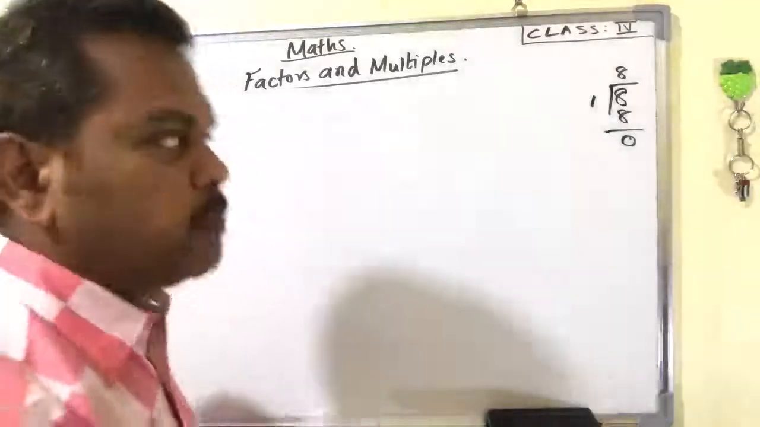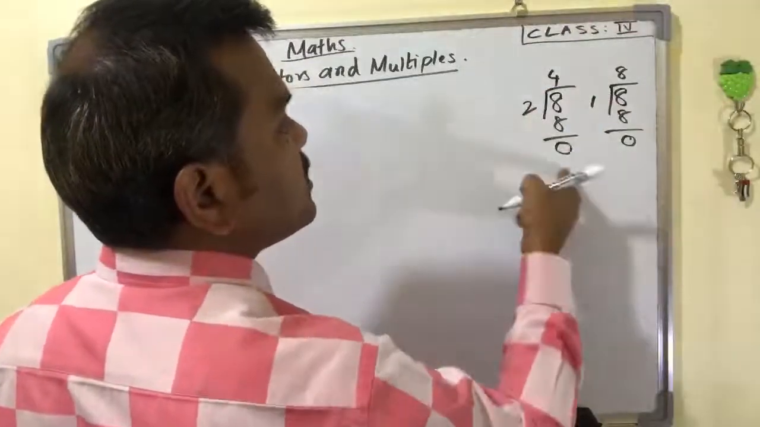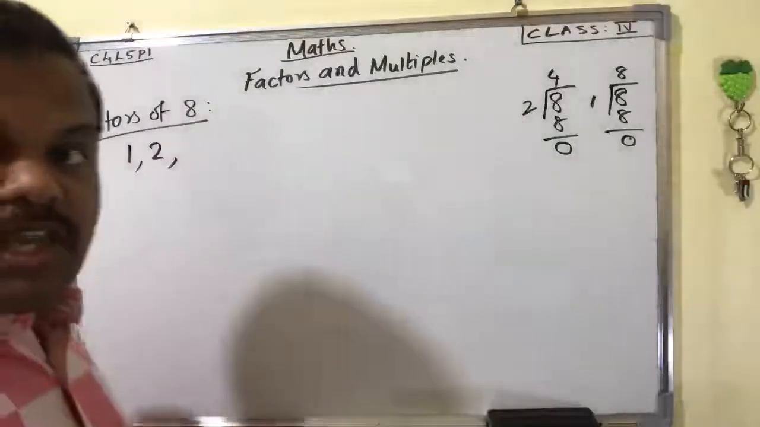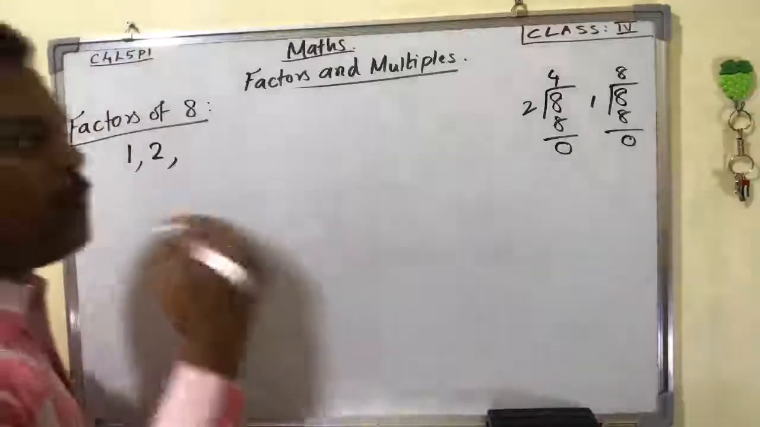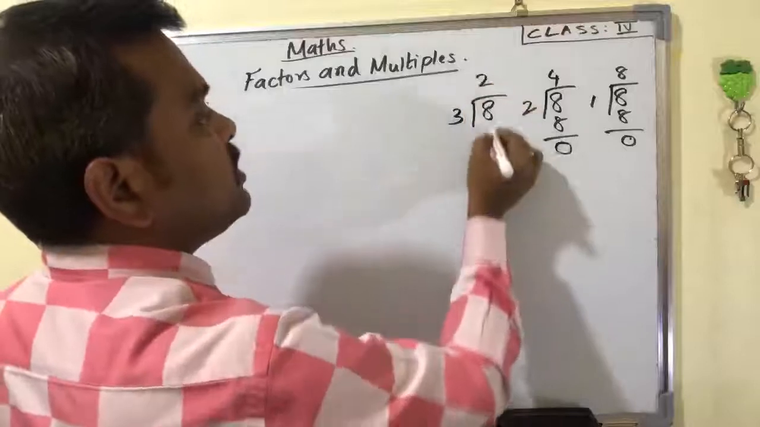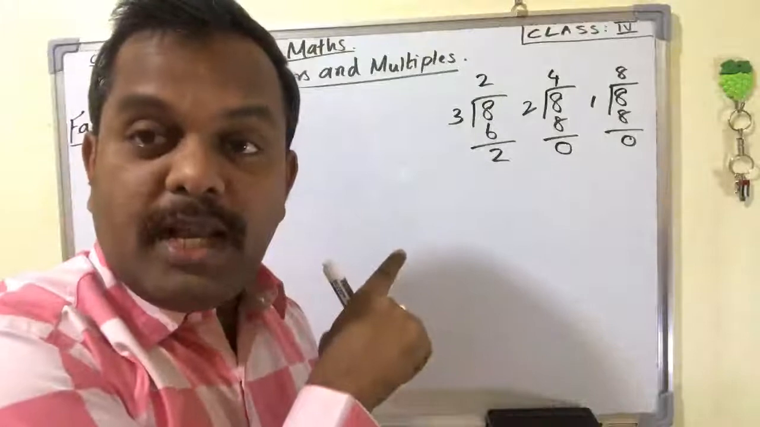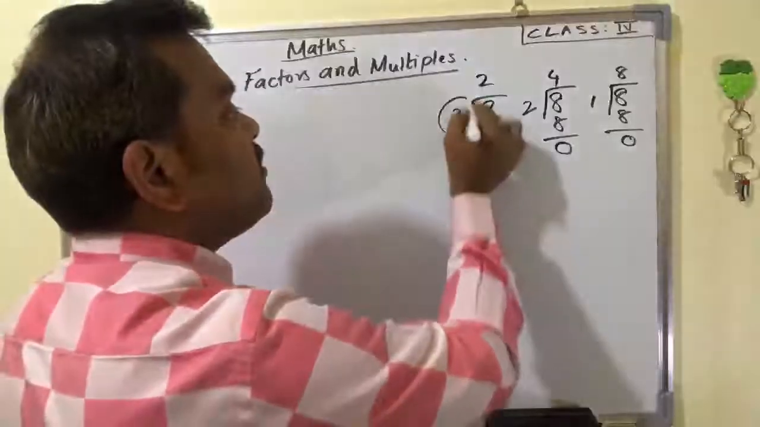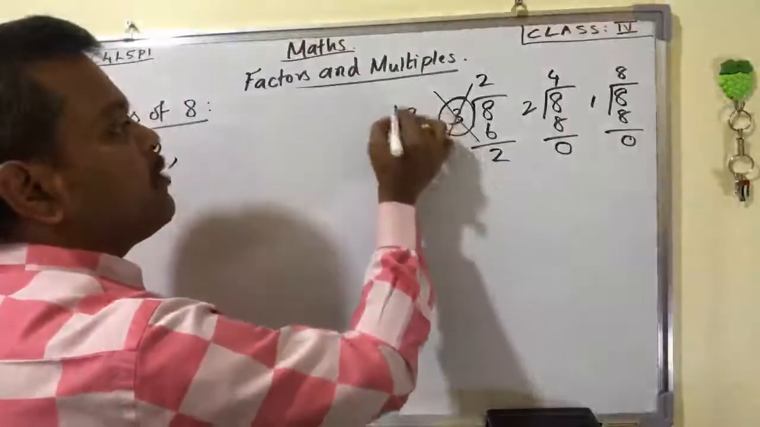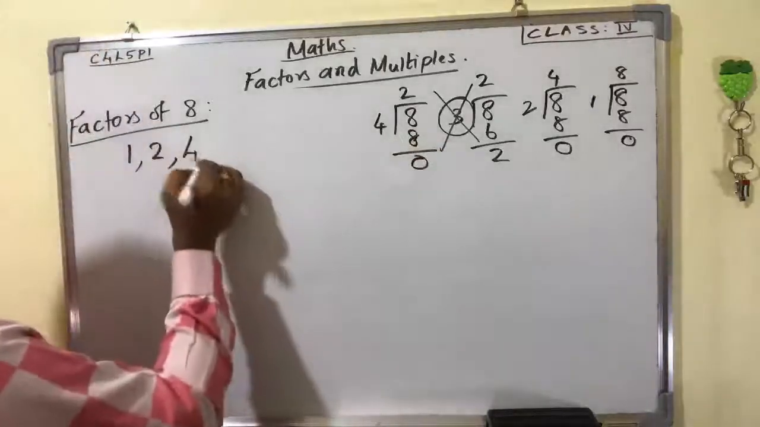Next, check with 2. 8 by 2. 4 2s are 8. Balance 0. So 2 will divide 8 without leaving any remainder. 2 is also a factor of 8. Okay. Next, check with 3. 8 by 3. 1 3 is 3. 2 3s are 6. Balance 2. It is showing a balance. So 3 is not a factor of 8. Check 4. 8 by 4. 2 4s are 8. Balance 0. So 4 is also a factor of 8.